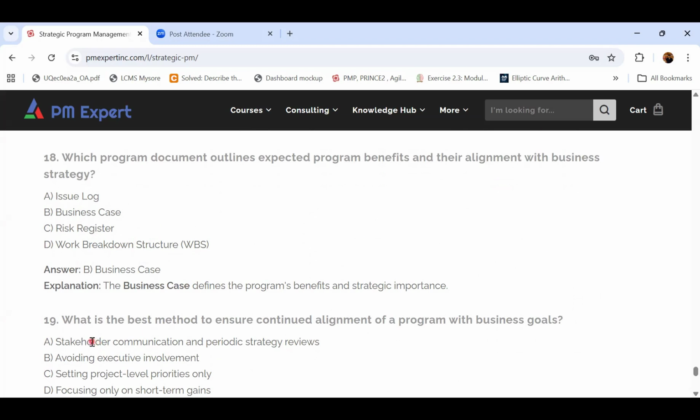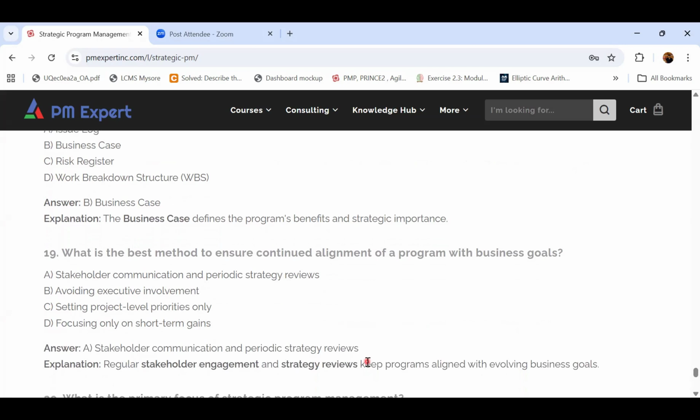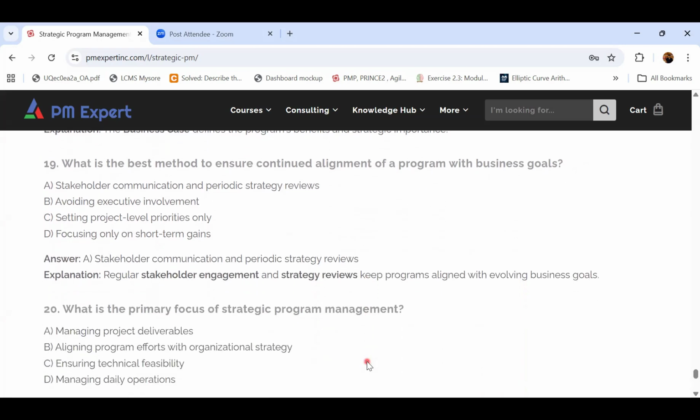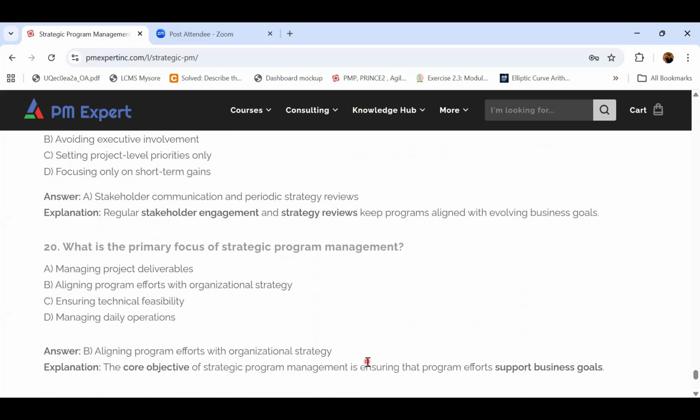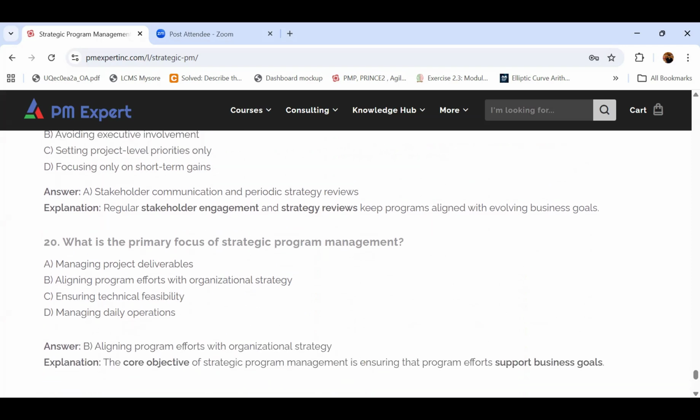What is the best method to ensure continued alignment of a program with business goals? A. Absolutely. What is the primary focus of strategic program management? Bravo, yes, right? Now, can we try some more questions? Slightly tougher ones. Right? So let's try some more.